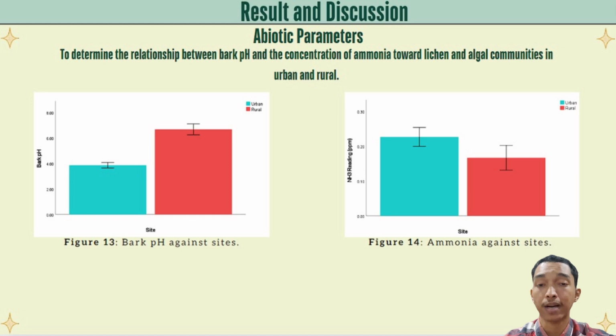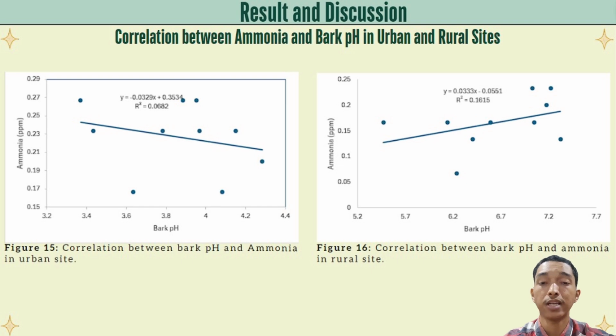On to the abiotic parameters, which are bark pH against sites and ammonia against sites. In the bark pH against sites graph, the standard error mean indicates that there is a significant difference between urban and rural sites. However, the graph of ammonia against sites shows no significance. This shows the correlation between ammonia and bark pH in urban and rural sites. In urban sites, the higher the bark pH, the lower the ammonia level. However, in rural areas, the higher the bark pH, the higher the ammonia level.